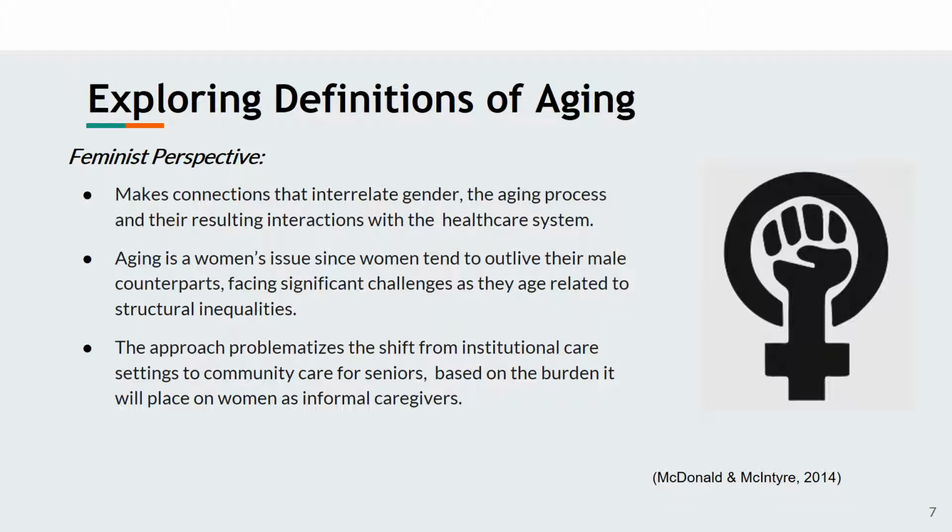Now, when we look at this from a feminist perspective, the feminist perspective focuses and makes connections that interrelate gender, the aging process, and their interactions with the healthcare system. Feminists say that aging is a woman's issue since women tend to outlive their male counterparts. This is going to pose a significant issue since the majority of the aging population will be female. Also, the approach problematizes the shift from institutional care settings to community care for seniors, since women tend to be the ones that provide most of the informal caregiving.